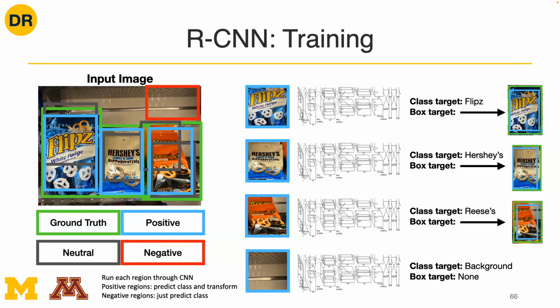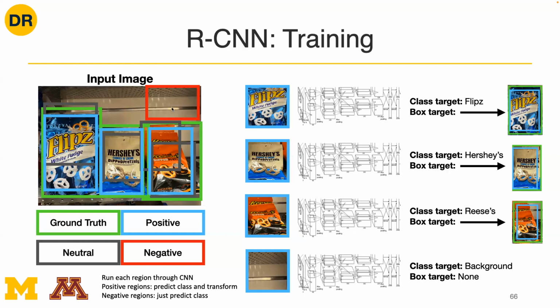What that would look like is illustrated on this slide. We have 4 separate positive regions of interest within this example. Each one of them gets fed through our feature extractor, and then once we have a feature for each of those, we once again feed it through the classification head and then the box regression head to produce some class target and some bounding box target.